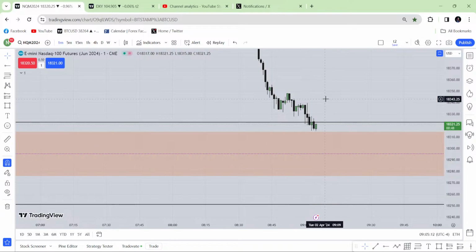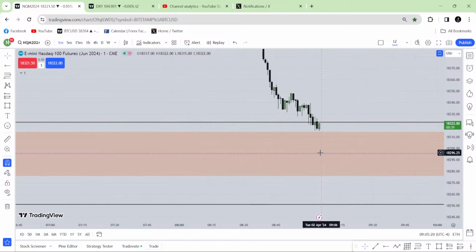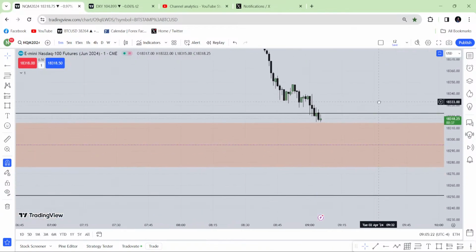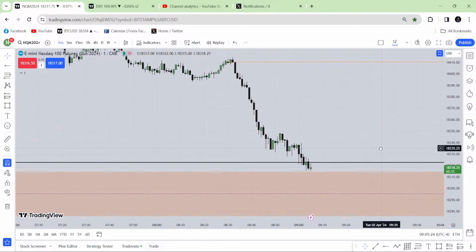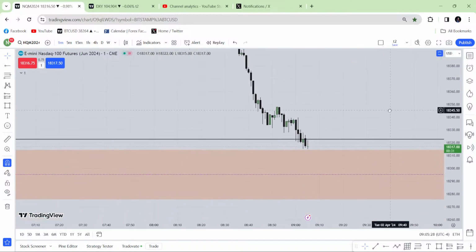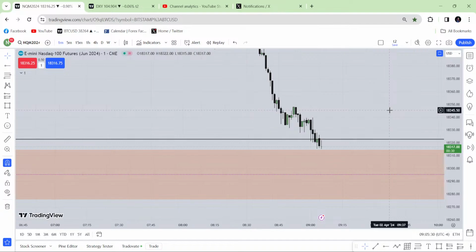If it reverses from here, I'm not interested in taking a buy. I would love to see it at least tap that last fair value gap. Then I will look for some kind of buy. Again, today is a highly manipulative day, so be careful about your entry. If you take some loss, better to stop trading today.